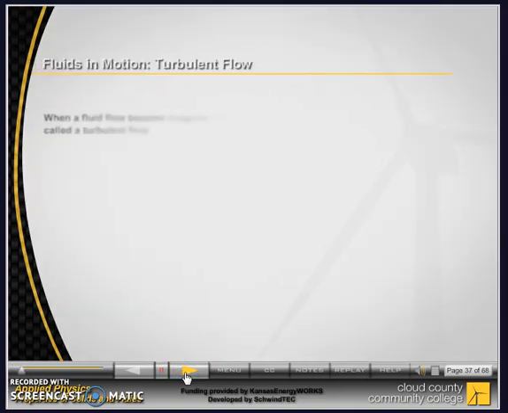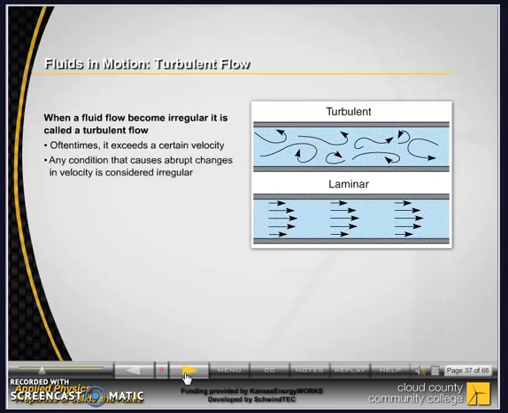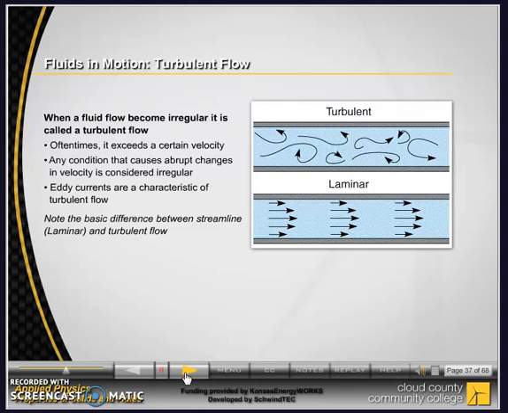When a fluid flow becomes irregular, it is called a turbulent flow. Oftentimes it exceeds a certain velocity, and really any condition that causes abrupt changes in velocity is considered irregular. Also, eddy currents are a characteristic of turbulent flow. Note the basic difference between streamline, or laminar, and turbulent flow.